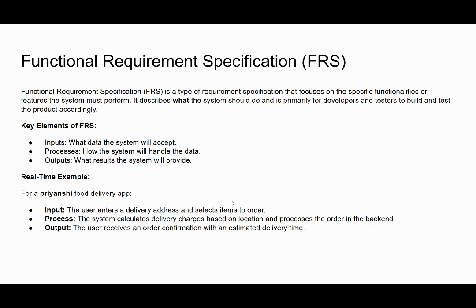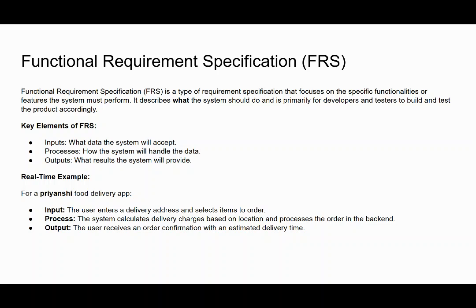To understand this clearly, let us look into a real-time example. I have given one example during the classes: a food delivery app. What is the input? What is the functionality of this food delivery app? The user enters a delivery address and selects the items to order. First, a user has to give a delivery address so that it will give a list of restaurants which are available in that locality, and then the user selects items to order, right?